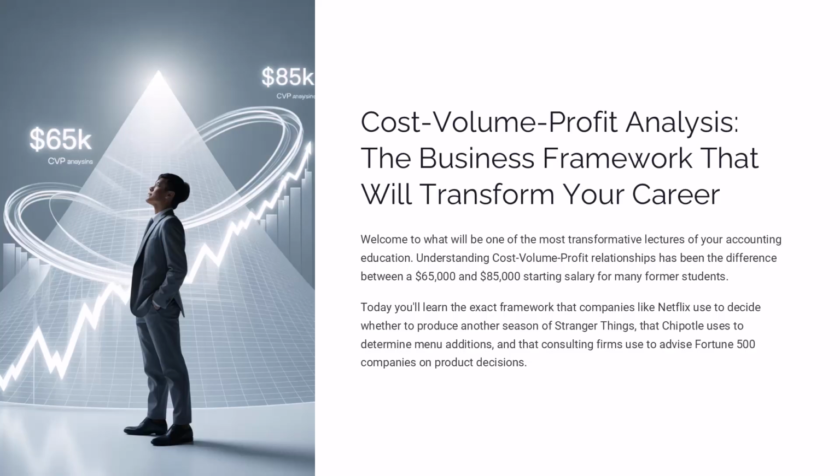Today you're going to learn the exact framework that companies like Netflix use to decide whether to produce another season of Stranger Things, that Chipotle uses to determine if they should add queso to their menu permanently, and that consulting firms like McKinsey use to advise Fortune 500 companies on whether to launch new products or shut down existing ones.